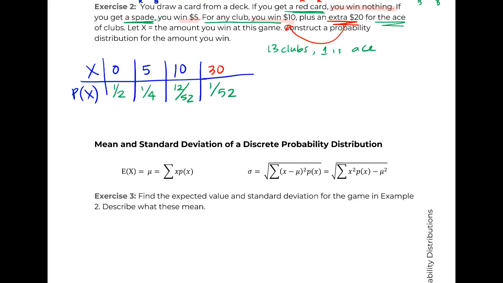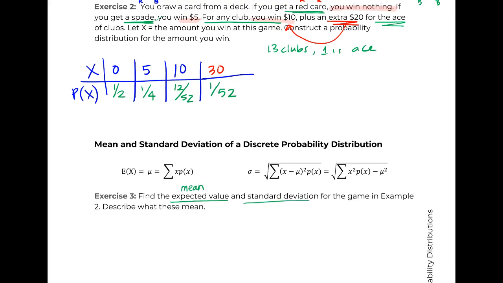So the next thing we need to be able to do is to find the mean and standard deviation of this sort of distribution, because we can figure out what the average amount somebody would win for this game is, and we can figure out the standard deviation, or how much variability there is in the amount they would win. So that's what we're going to do in exercise 2. We're going to find the expected value, which is another way to say the mean, and the standard deviation for our game.